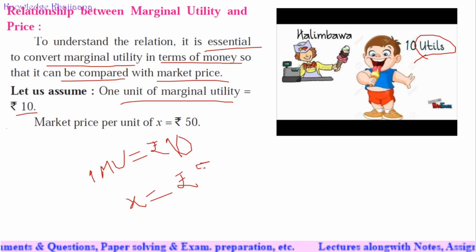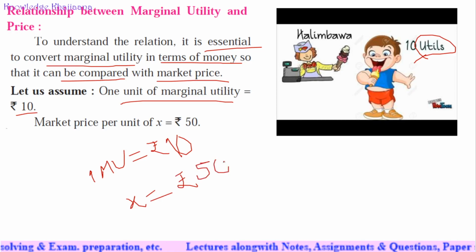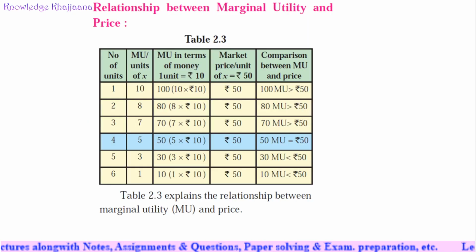See, for example, if the boy is consuming the ice cream, the market price of that ice cream is rupees 50, and the marginal utility he gets for the first time after having that ice cream is rupees 10. The marginal utility of 10 he is getting from the first time of having that ice cream, and the price of that ice cream is rupees 50. If we consider it like this, it would be easy to understand the next schedule.